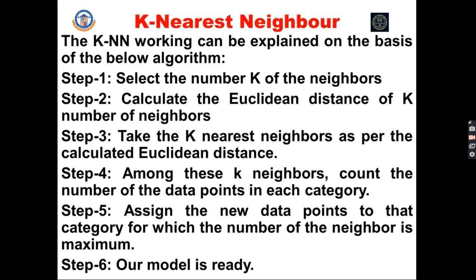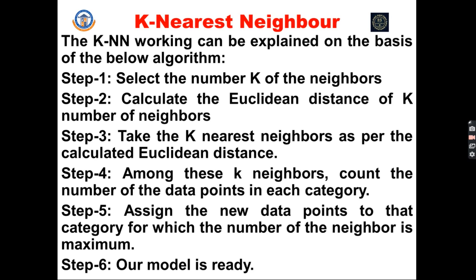Coming to the working of the algorithm, KNN working can be explained on the basis of the following algorithm, step by step. Step 1: select the number k of the neighbors. Step 2: calculate the Euclidean distance of the k number of neighbors, for which we have a separate formula. Step 3: take the k nearest neighbors as per the calculated Euclidean distance. Step 4: among these k neighbors, count the number of data points in each category.